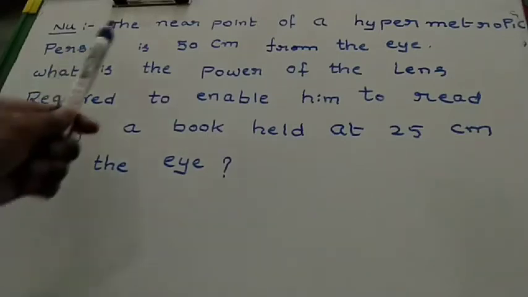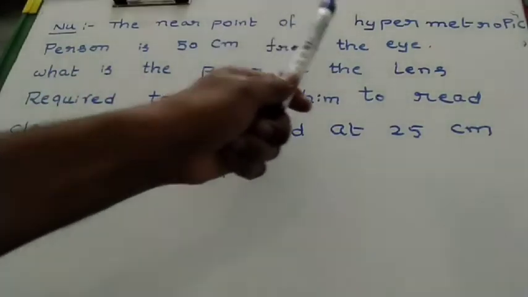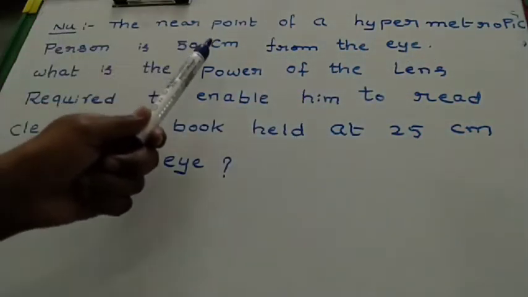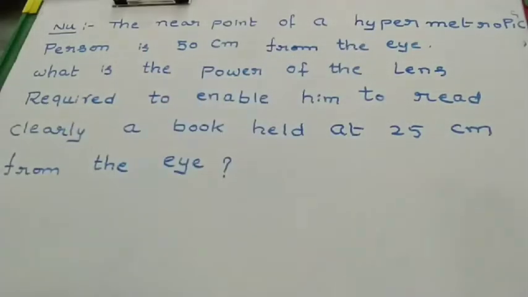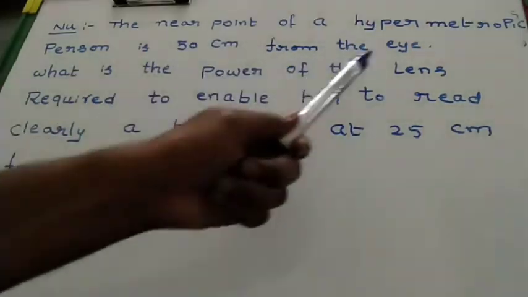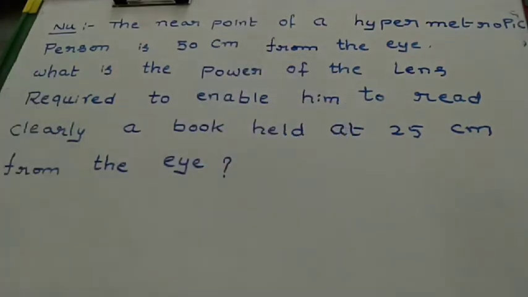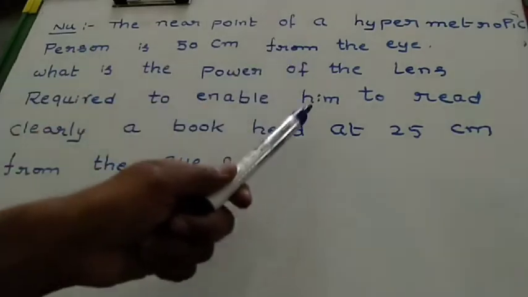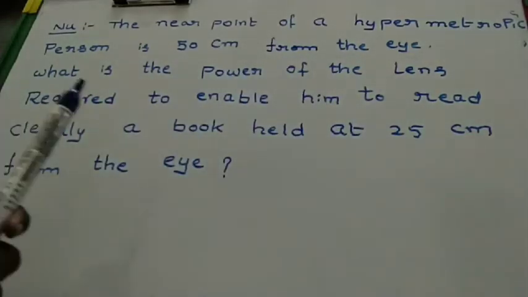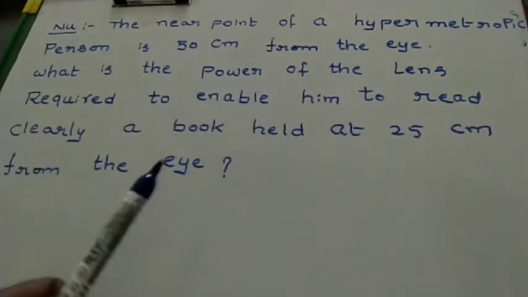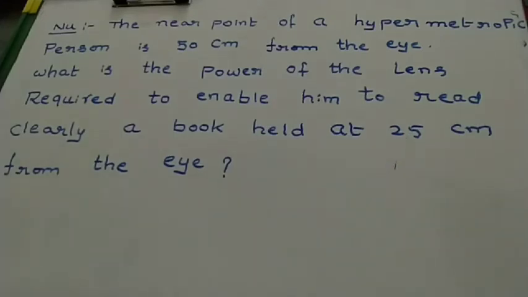Listen carefully. The near point of a hypermetropic person is 50 centimeters from the eye. What is the power of the lens required to enable him to read clearly a book held at 25 centimeters from the eye? This 25 centimeters we call the least distance of distinct vision.